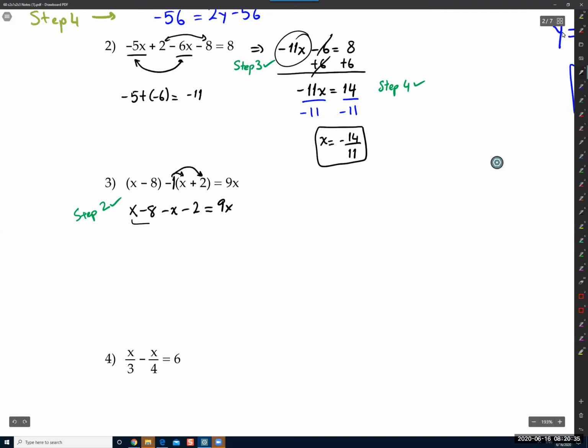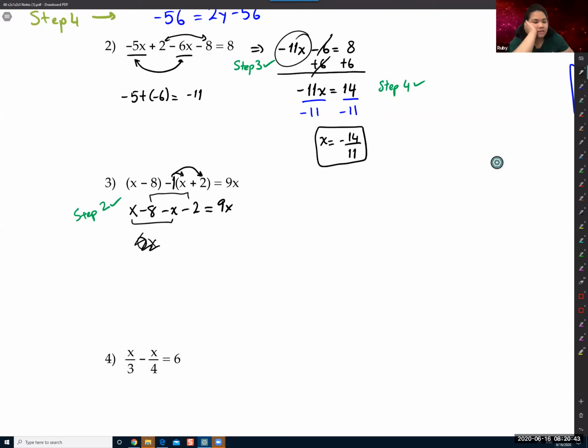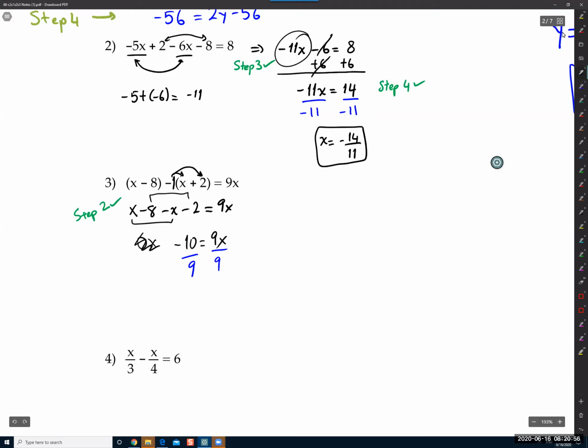x and x is gone, which is 0x, and I don't even have to write it down. So how about negative 8 minus 2? Grab a calculator. Negative 10. So negative 10 is equal to 9x. How am I going to solve for x? Divide both sides by 9. Negative 10 over 9. Yay. That's the answer.